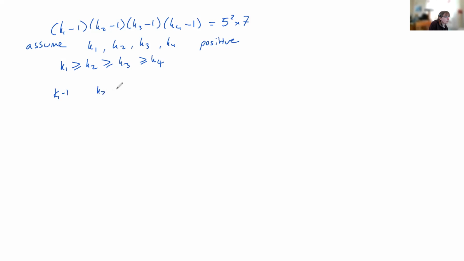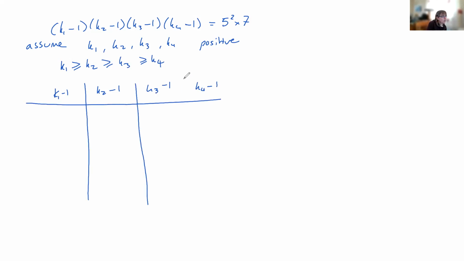k1, k2 minus 1, k3 minus 1. I'm going to make a little table, which is going to have vaguely straight lines, which is good. So the biggest that k1 minus 1 can be, if it's going to be a factor of this, is 175. And if it's 175, these all have to be 1.